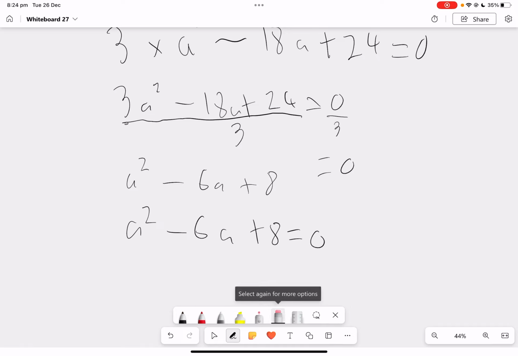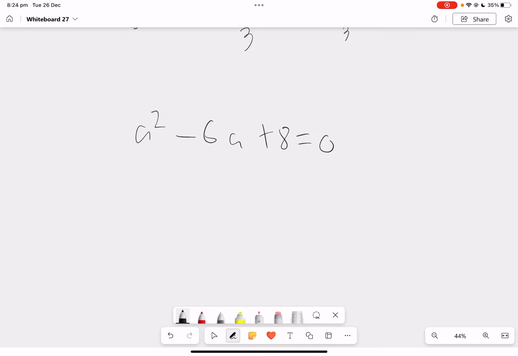Now, think about our methods for solving quadratics. We can do factorizing, completing the square, and the quadratic formula. But I notice here, this is probably factorizable. So I'm going to set this up into double brackets, because remember, any quadratic trinomial factorizes into double brackets. And it's monic, so the leading coefficient is 1. So I look at the factors of c that add to give b. So what are the factors of 8 that add to give negative 6?